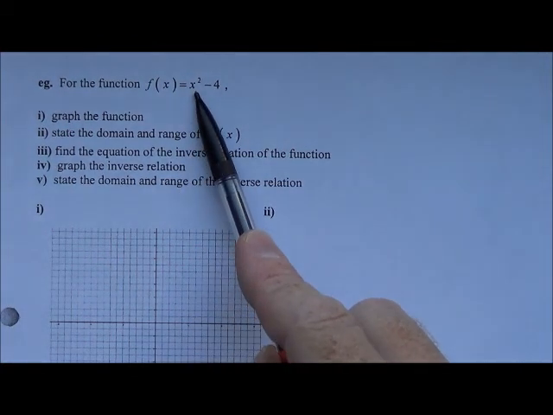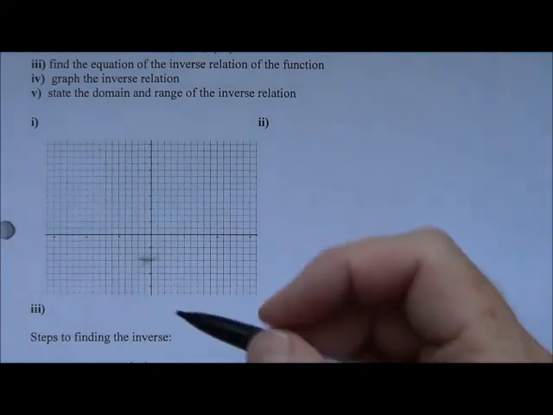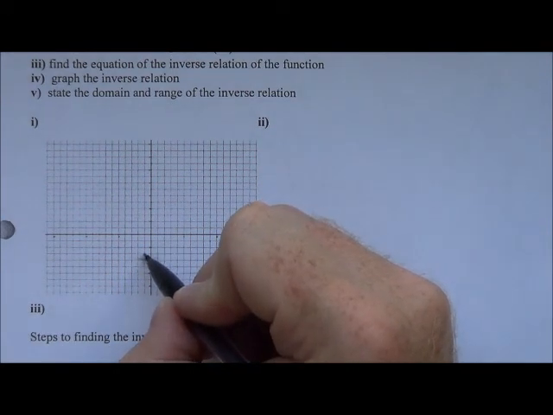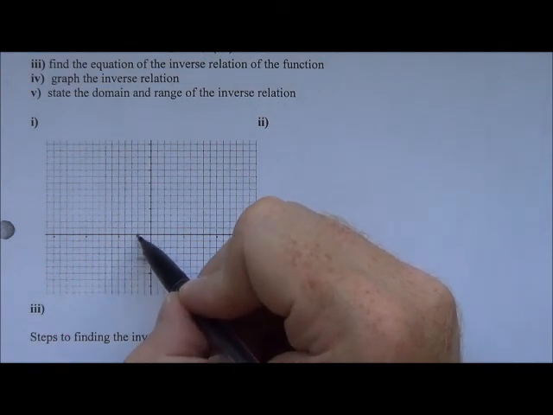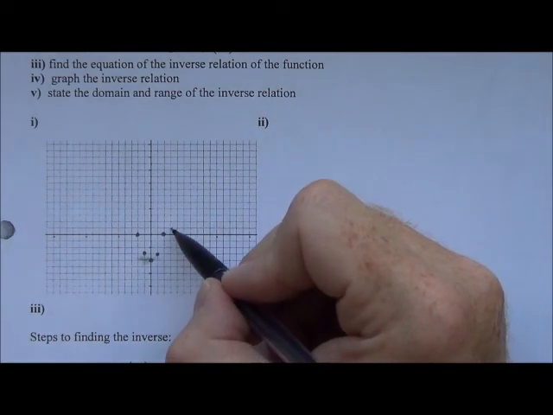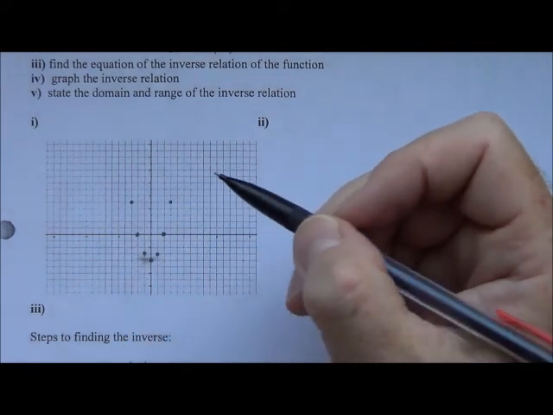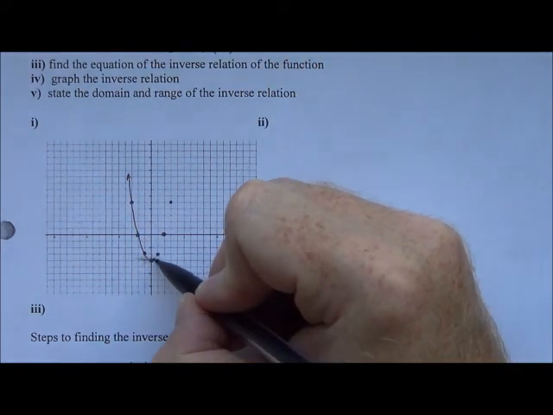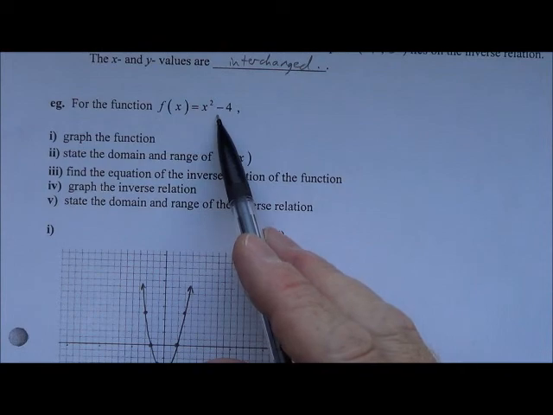What kind of graph is that? What kind of shape? And how has that been transformed? Okay, so we're going to graph this. There will be the origin. Then we just have to graph this function. So that's f(x) = x² − 4.